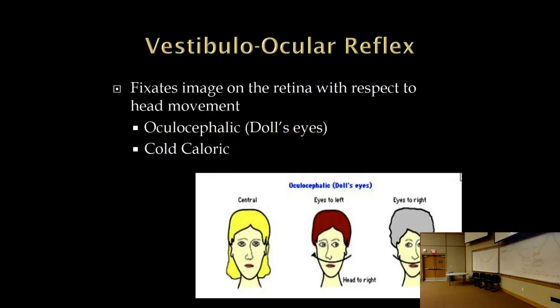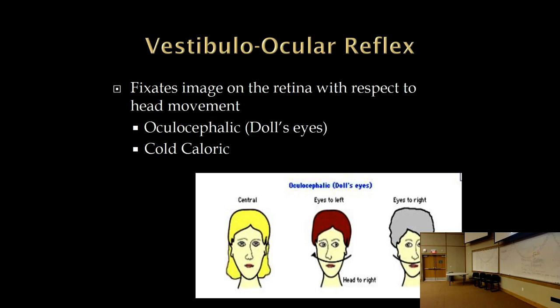So first, on the vestibular ocular reflex, we said this fixates the image on the retina with respect to head movements. There are a couple of different ways that we can assess the vestibular ocular reflex. One is called the oculocephalic reflex, and many people clinically call this the doll's eyes reflex. We usually do this in an unresponsive patient. We're trying to get some information about these pathways. So the patient is maybe in a coma, and the patient can't follow commands to track your finger, so you just lift up the eyelids and you move the head back and forth.